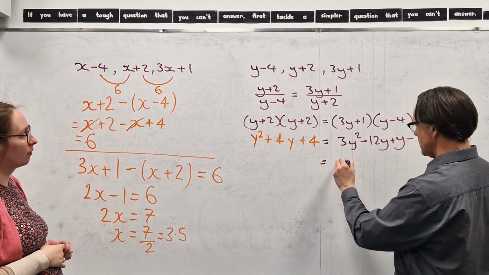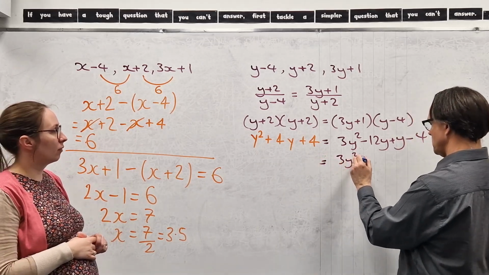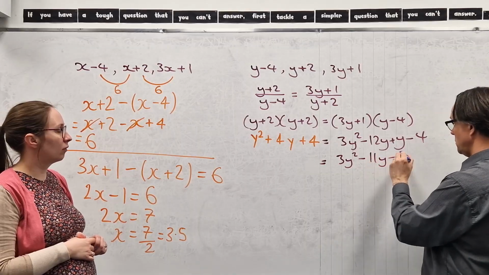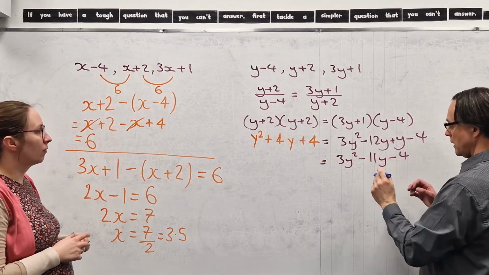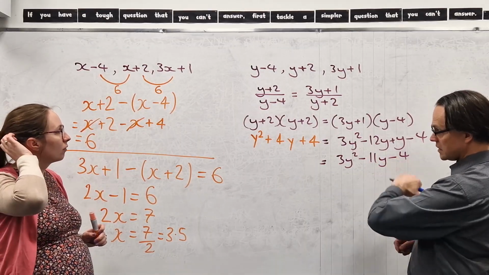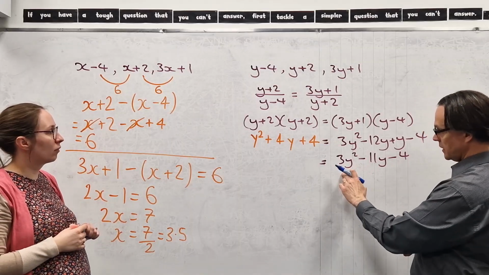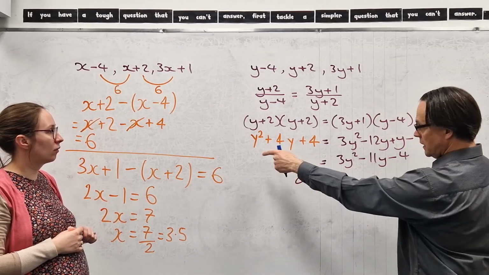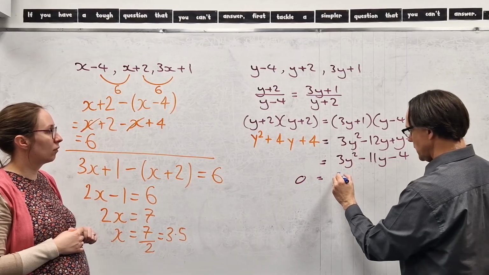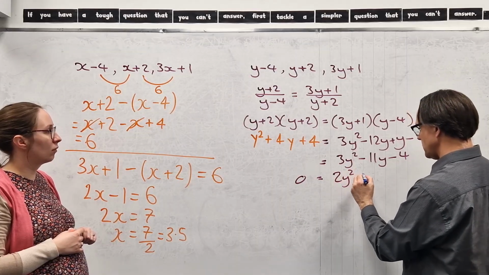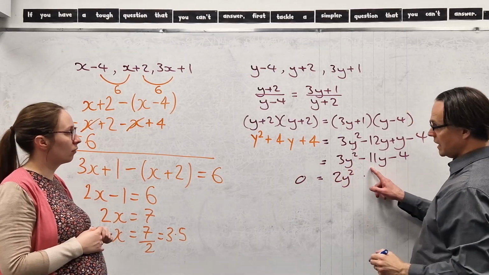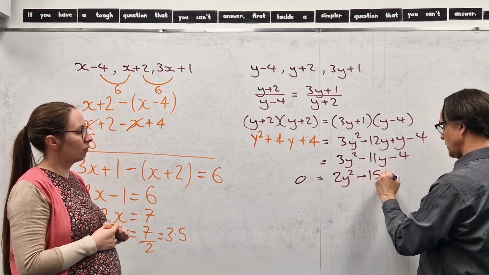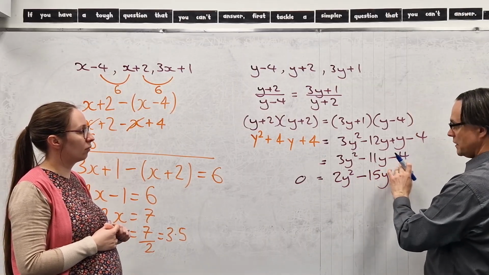And so on this side, let's just collect the terms up. Minus 12 plus 1 is minus 11, minus 4. So I'm going to bring everything over to this side because it's got the biggest amount of y squareds on it. So I've got 3y squared, I'm going to take that one away, so I'm going to have 2y squared. I've got minus 11y, minus another 4y when that comes over, that's minus 15y. And I've got minus 4.